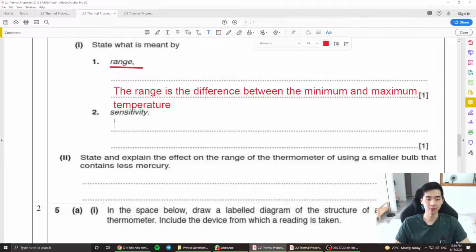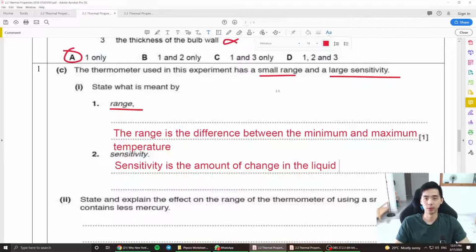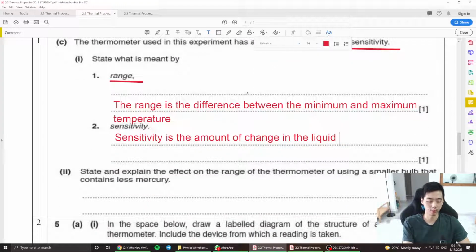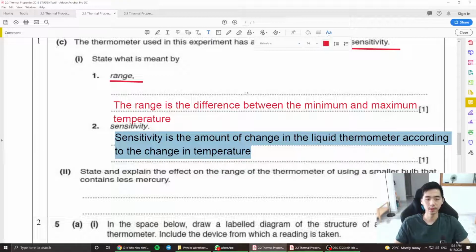Then after that, they ask about the sensitivity. Sensitivity is basically how much the liquid level changes according to the temperature change. Alright, so from here, sensitivity is the amount of change in the liquid, in the mercury, in the liquid thermometer, according to the change in temperature. Okay, sensitivity is the amount of change in the liquid according to the change in the temperature.